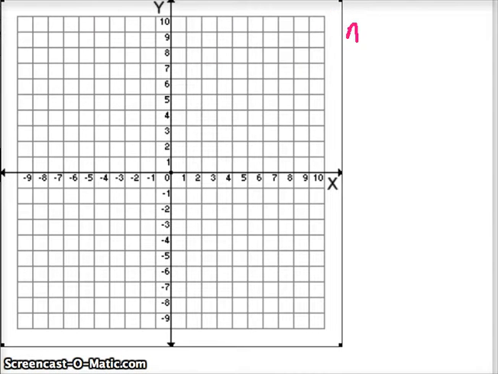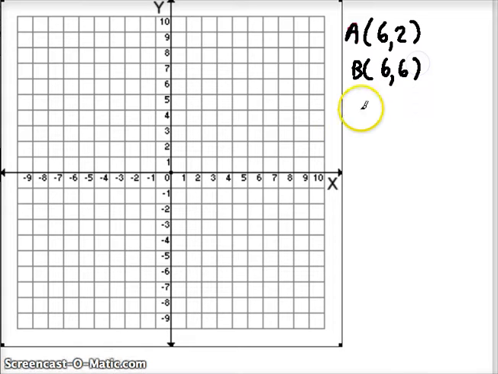Let's put, oops, we don't want that color yet. We want A to be 6, 2. Let's put B at 6, 6. And C now is going to be at 2, 2. Alright, so A is at +6, +2. B is at +6, +6.